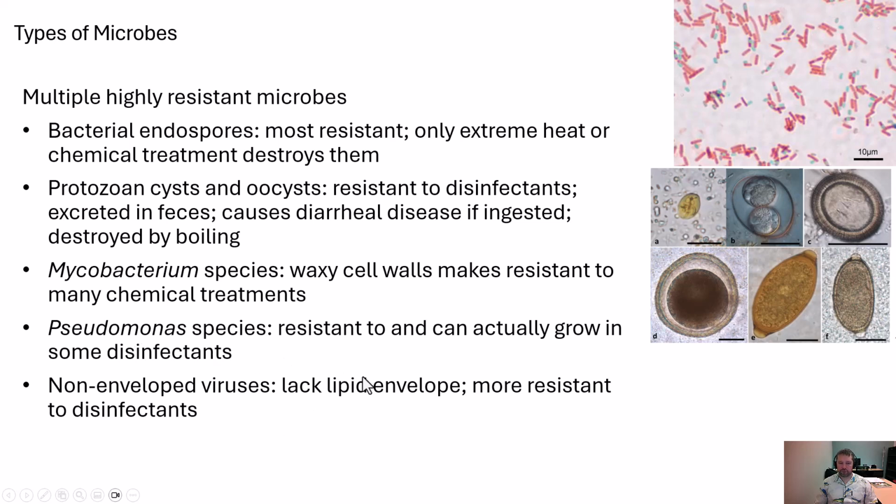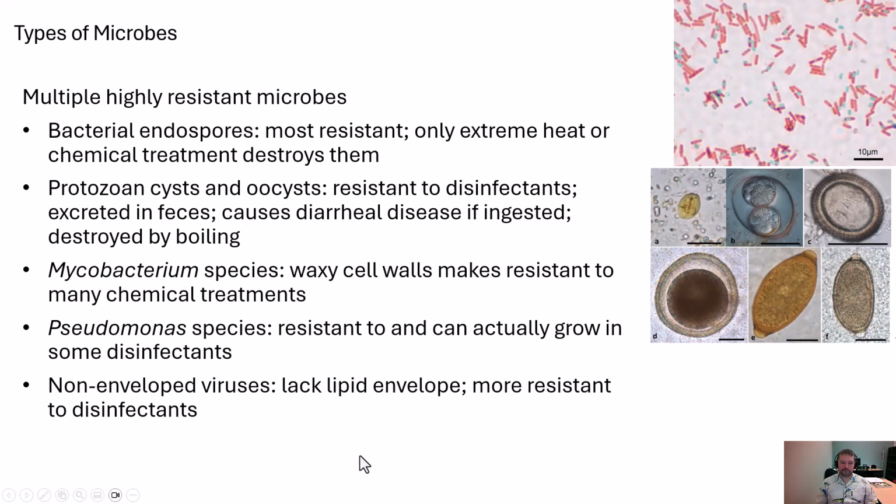Pseudomonas species, also very resistant. Normally the resistance coming from Pseudomonas is the fact that they readily form biofilms, and so they attach to surfaces, form a biofilm, and then they can be fairly hard to get rid of because that biofilm often resists disinfectants and things like that.